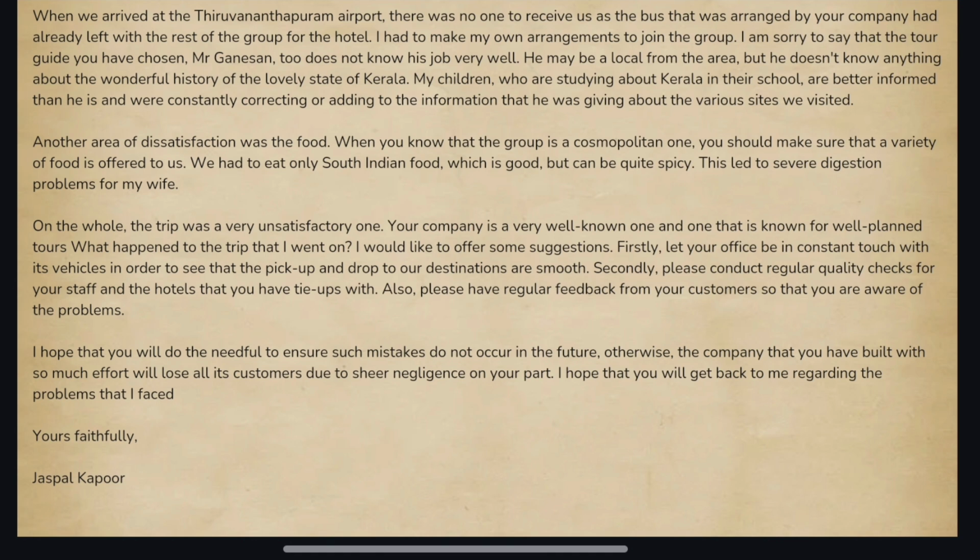Another area of dissatisfaction was the food. When you know the group is a cosmopolitan one, you should make sure that a variety of food is offered to us. Correct? We had to eat only South Indian food, which is good but can be quite spicy. This led to severe digestion problems for my wife. Another problem stated here. Next, on the whole, the trip was a very unsatisfactory one.